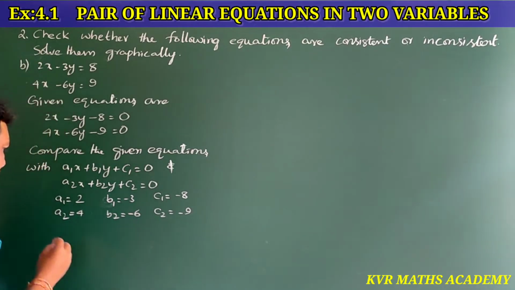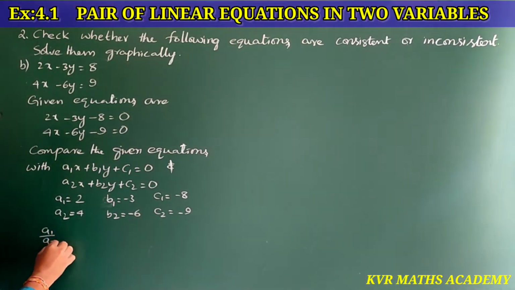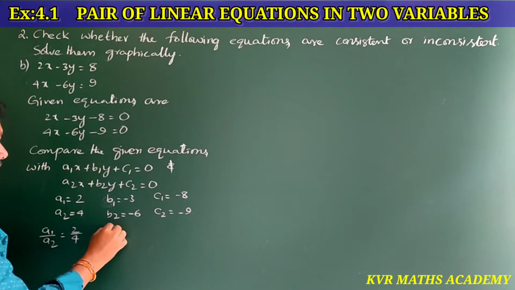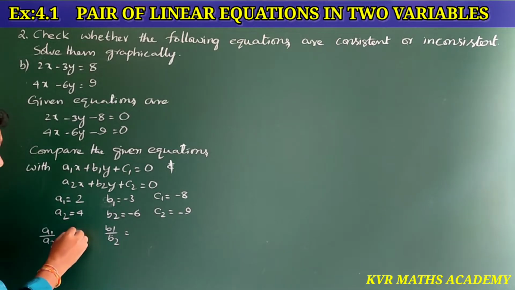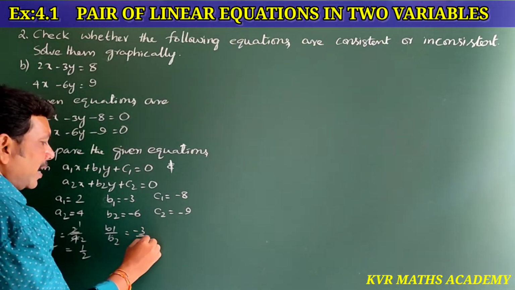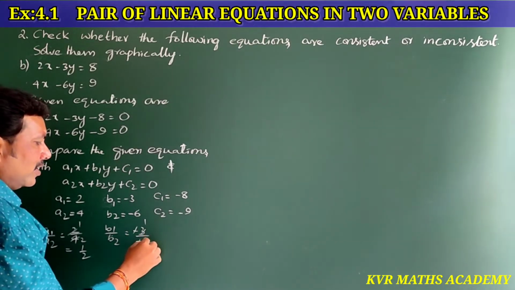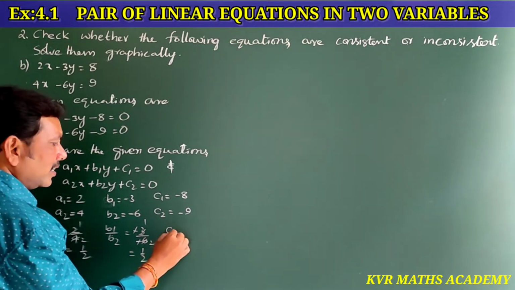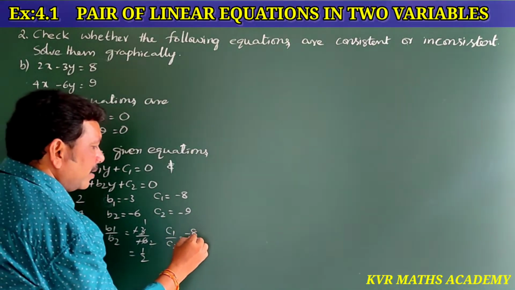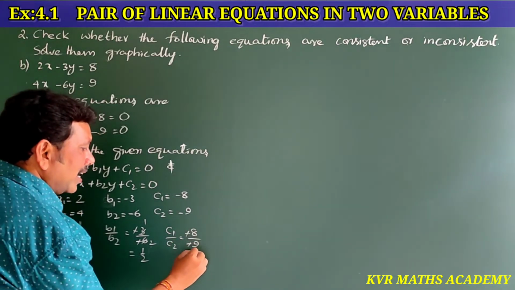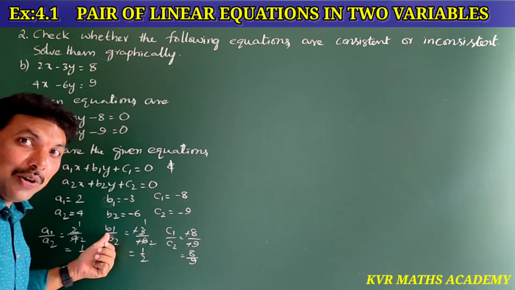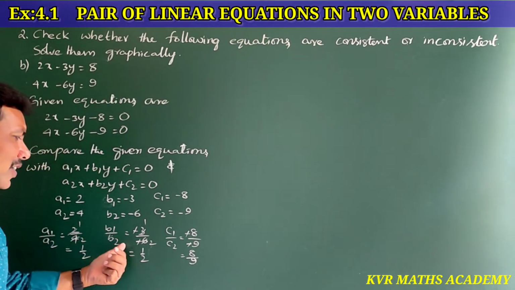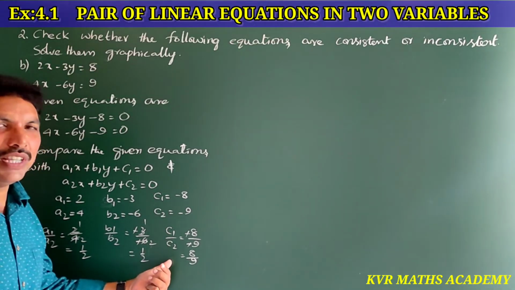Let us find the ratios. a1 by a2 is equal to 2 by 4, that is 1 by 2. b1 by b2 is equal to minus 3 by minus 6; minus minus gets cancelled, so 3 ones are 3, 3 twos are 6, this is also 1 by 2. Next, c1 by c2 is equal to minus 8 by minus 9, minus minus gets cancelled, so 8 by 9. See here, a1 by a2 is equal to b1 by b2 but not equal to c1 by c2.